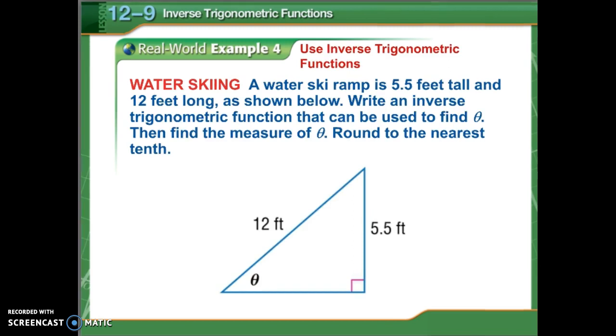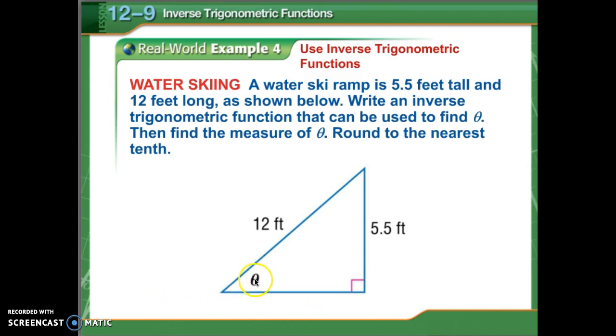Example 4 is a real-world problem on water skiing. It says a water ski ramp is 5.5 feet tall and 12 feet long, as shown below. Write an inverse trig function that can be used to find theta, then find the measure of theta, rounded to the nearest tenth. So we've done this already in this unit.